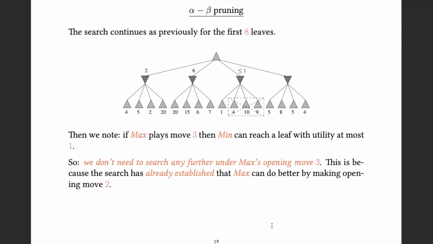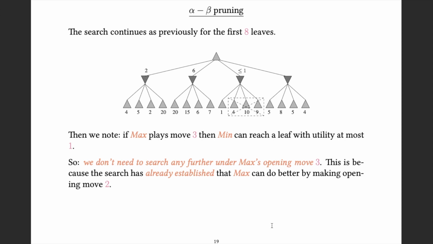Then we come back to the root, go depth first down the second subtree, and repeat the process. We go through the 20, the 15, the 6 and the 7. We keep track of the smallest, which is a 6. And as we back up, that's the value that we assign to the min node in the second subtree.